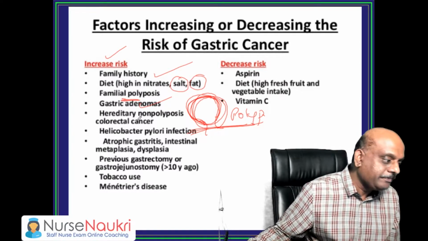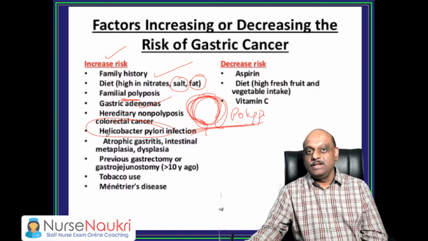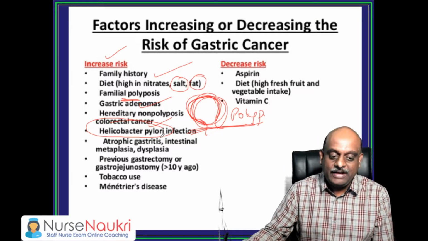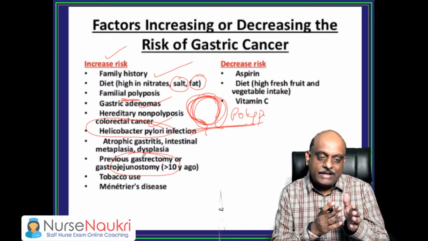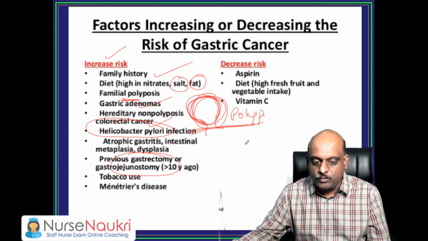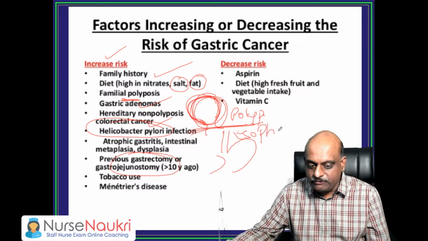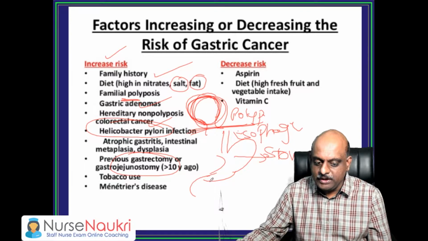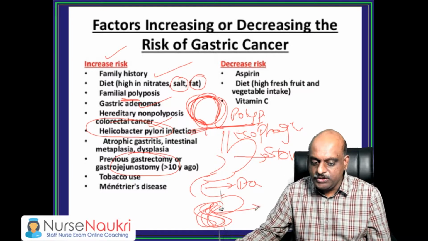Gastric adenomas. Helicobacter pylori infection is also a risk factor. There is an organism called Helicobacter pylori, right? That infection. Then in the past, if somebody has had a gastrectomy, that means you have to cut the stomach. So what is the anatomy here? You have the esophagus, then you have the stomach. Stomach becomes duodenum. Duodenum becomes the small intestine, which is called jejunum, right?